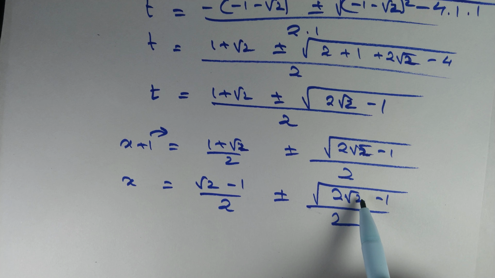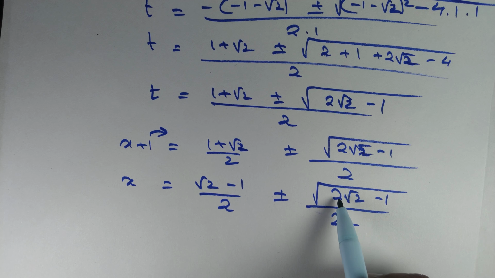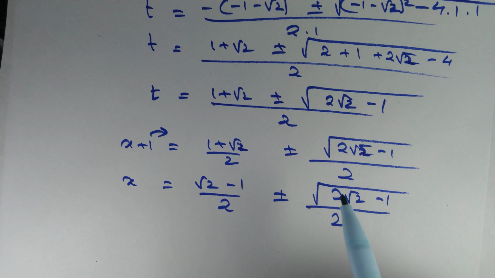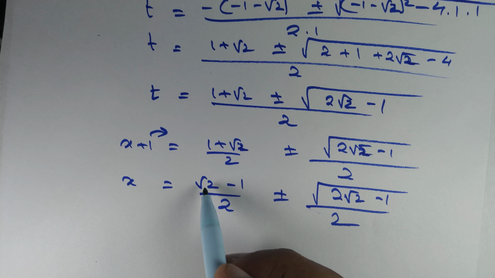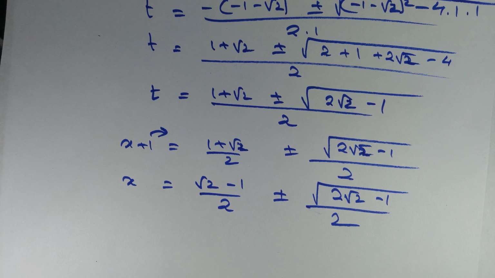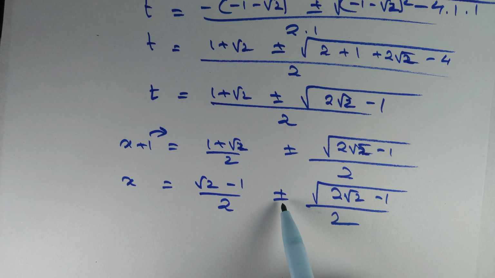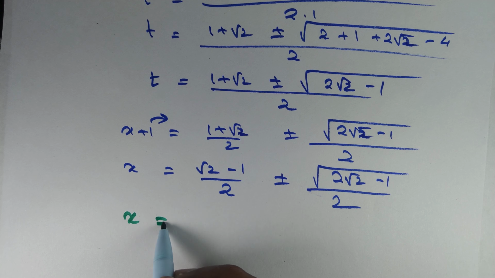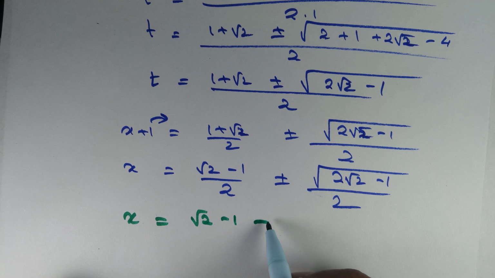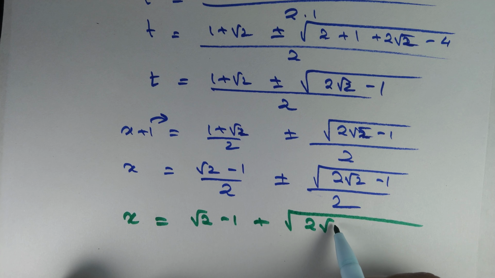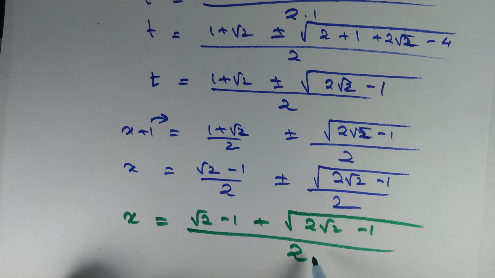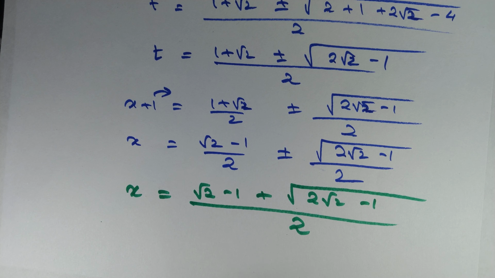Once again, 2 root 2 is 1.4 into 2, which is 2.8. 2.8 minus 1 is 1.8. Square root of 1.8 is definitely greater than 1. But root 2 minus 1 is 1.4 minus 1, which is 0.4 roughly. So you can see that if I take the negative sign, then x will again turn out to be negative, but we want x to be positive. So the only value of x is root 2 minus 1 plus square root of 2 root 2 minus 1, divided by 2. That's the length.